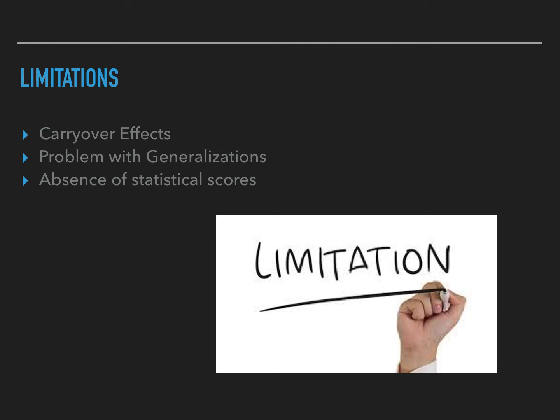Generalizations. A limitation of a single subject design is the difficulty of generalizing the results to other subjects, and this is due to the small number of subjects that were investigated. Absence of statistical scores. A single subject design does not provide researchers with a set of scores from a group of subjects. Instead, the presentation and the interpretation of results from a single subject are based on a visual inspection of a simple graph.